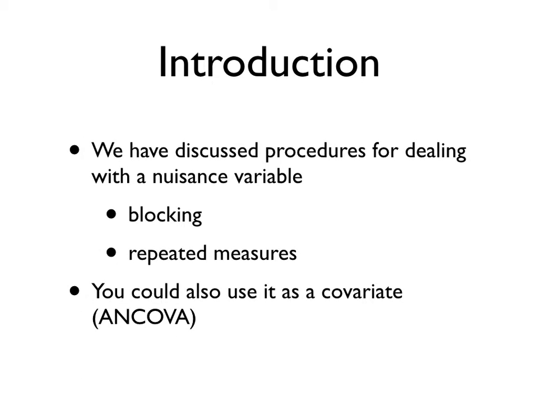You can also do something that we won't talk about in this course, which is if you can measure something and you can't block on it, you can do something called ANCOVA, analysis of covariance. It's like doing analysis of variance and then statistically controlling for something. So you actually remove variance due to some nuisance variable, but you do it statistically, you don't do it with design.